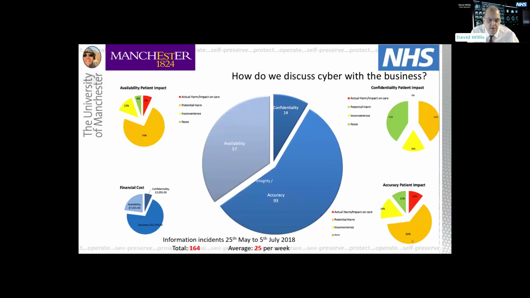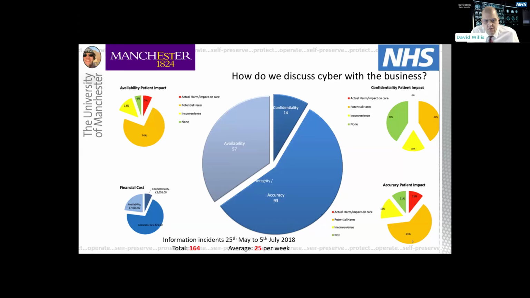So this is a slide I did many years ago whilst I worked as head of information governance for a trust. So the trust talked a lot in terms of confidentiality. So this was incident information that we had for just over a month. I went through the incident reporting system, and anything that was related to information, I took out and I did a deep dive on. And we had 14 confidentiality incidents in that time frame.